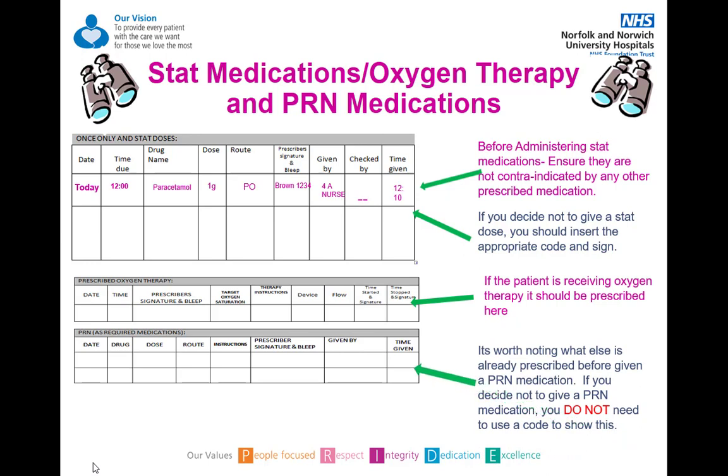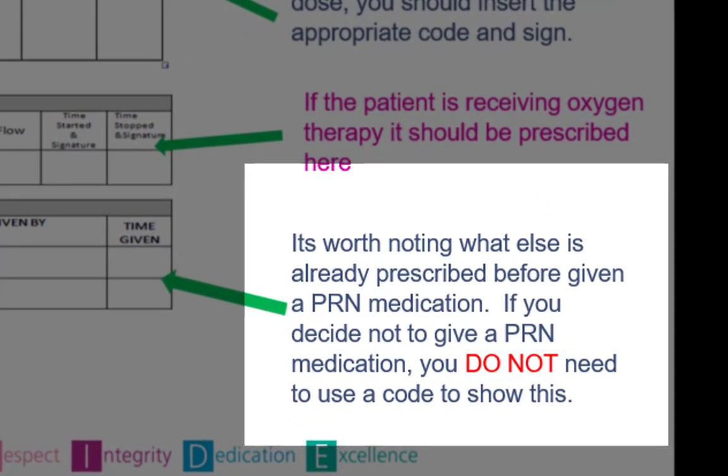And again, with the PRN medications, it's worth noting what else is prescribed before you administer that PRN medication. Now, if the patient is prescribed something on the as required side, so PRN, and you decide not to give it, you just leave the boxes blank, because this is an as required box medication, so you don't need to code an as required medication.